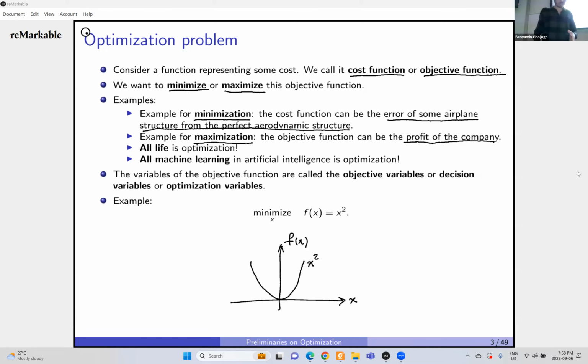And also, if you look closely or with sharp eyes, you will see that all life is optimization. You are either minimizing some harm or maximizing some benefit or utility in our lives. It's always like that. All life can be described as optimization. But this optimization is very complex. And also, all machine learning is optimization. I can prove it to you.